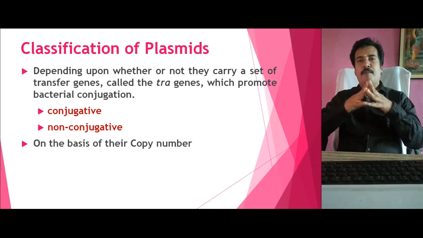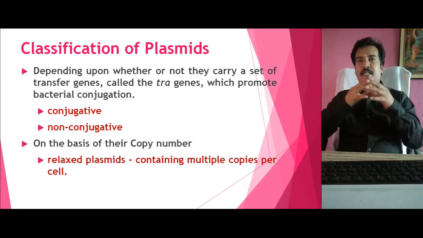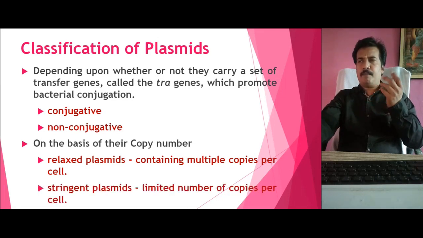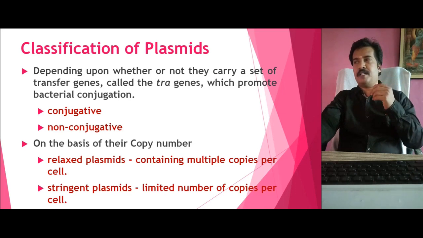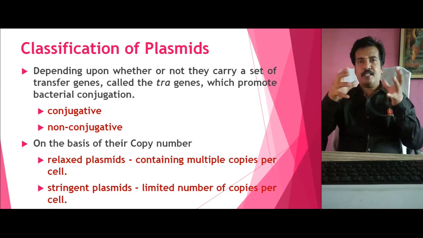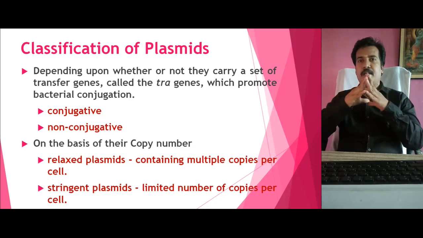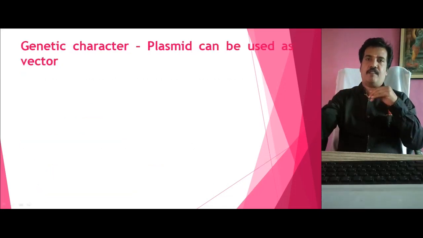On the basis of copy number, plasmids can be further classified into two types. One is the relaxed plasmid, which can produce multiple copies per cell. For example, even pUC19 can produce more than 100 copies in a single cell. The second type is called a stringent plasmid, which produces only a limited number of copies per cell. So once we get a little insight into plasmids, we see that a better vector can be a conjugative one with a relaxed plasmid. So this is the basic classification of plasmids.